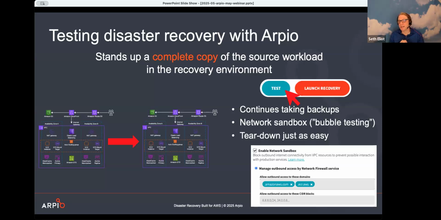And teardown is just as easy. So easy to test. It stands up the entire workload. You end the test, it tears everything down in the recovery environment. Again, all without affecting production. So get off the tabletop, use RPO, test more often, give yourself the assurance.